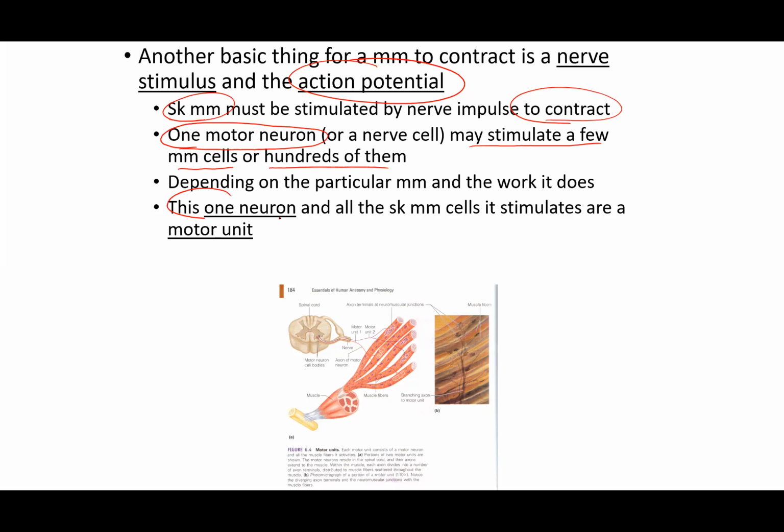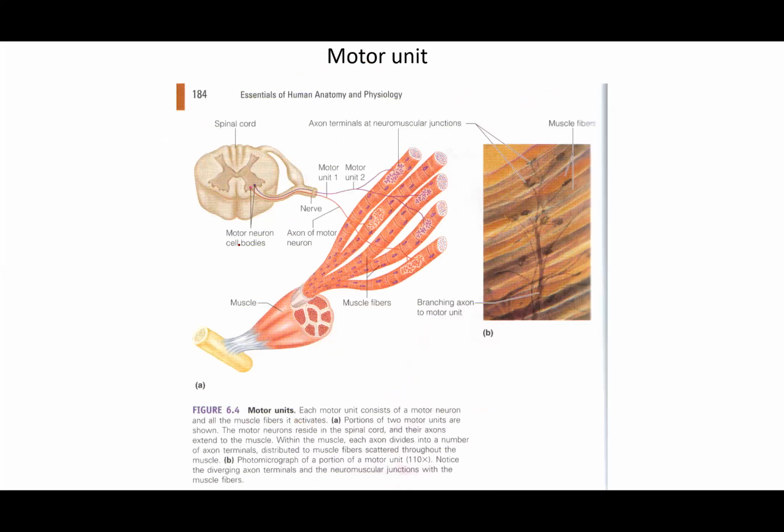So this one neuron and the skeletal muscle cells it stimulates are called a motor unit. All right, and here's a picture of that. So here's bone.